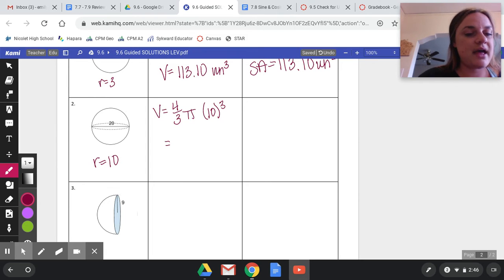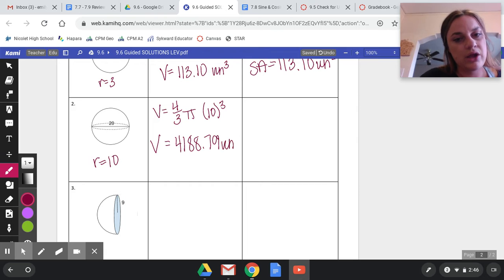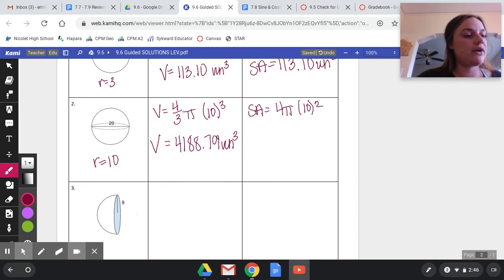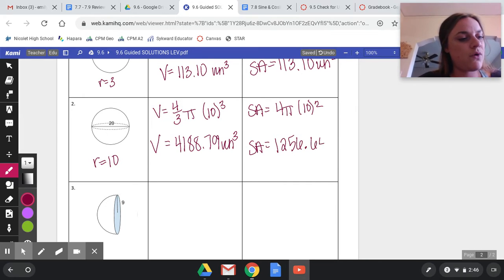So I get that my volume is equal to 4,188.79 cubic units. Because I'm in volume, it's cubic units. Then for my surface area, that would be equal to 4 pi r squared. So 4 times pi times my radius is 10. I want to square that 10. So 4 times pi times 10 squared, and I get surface area is equal to 1,256.64 with rounding square units.